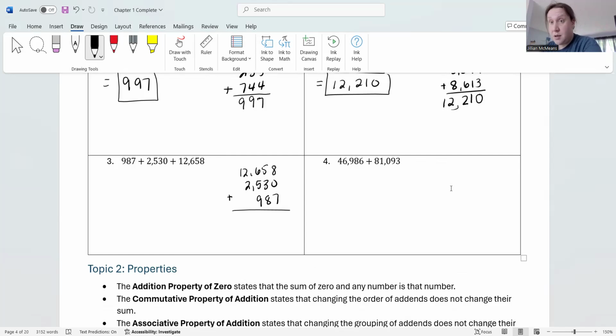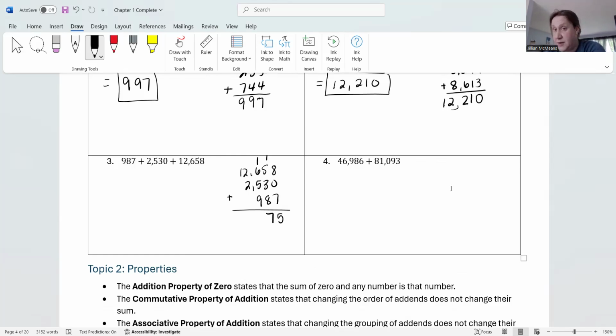Okay, so let's add column by column. So 8 plus 0 plus 7 ends up being 15. So I want to keep the 5 in the ones place and carry the 1 in the tens place. So my next column is 8 plus 3 plus 5. So let's see. 8 plus 3 is 11. 11 plus 5 is 16. 16 plus 1 is 17. So I keep the 7 and I carry the 1.